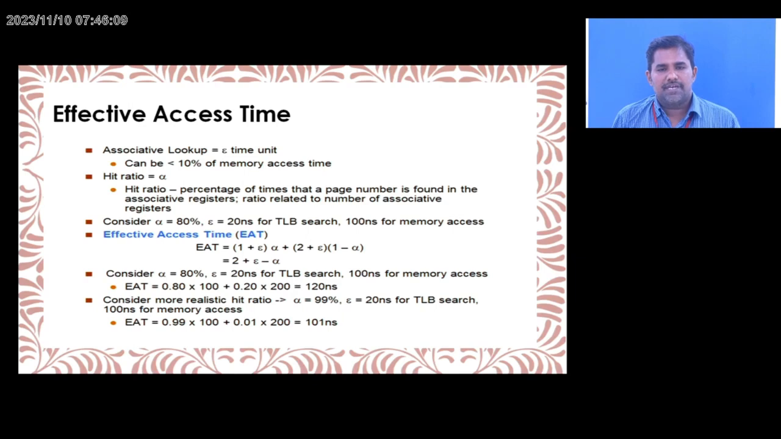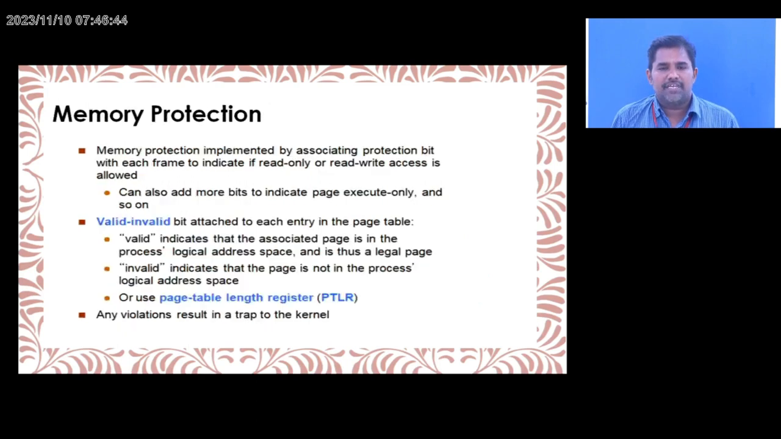When we deal with effective access time, the associative lookup time is taken as a time unit. The hit ratio, alpha, is defined as the percentage of time that a page number is found in the associative registers. This ratio is related to the number of associative registers. The effective access time is given by the formula EAT = (1 + epsilon) alpha + (2 + epsilon)(1 - alpha). Likewise we calculate the effective access time.